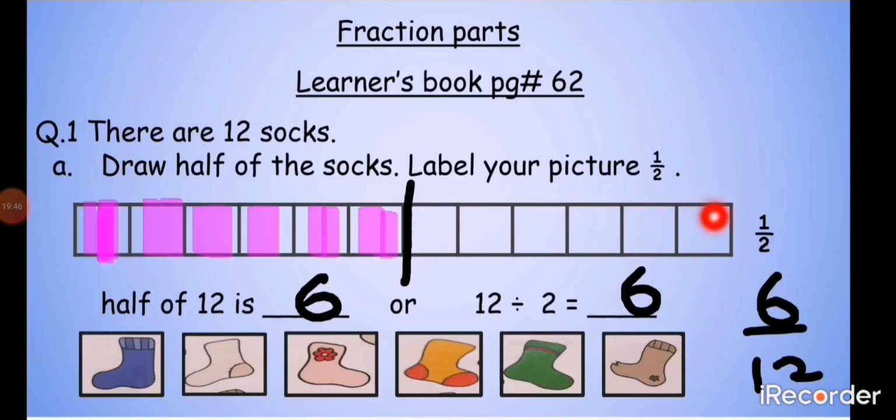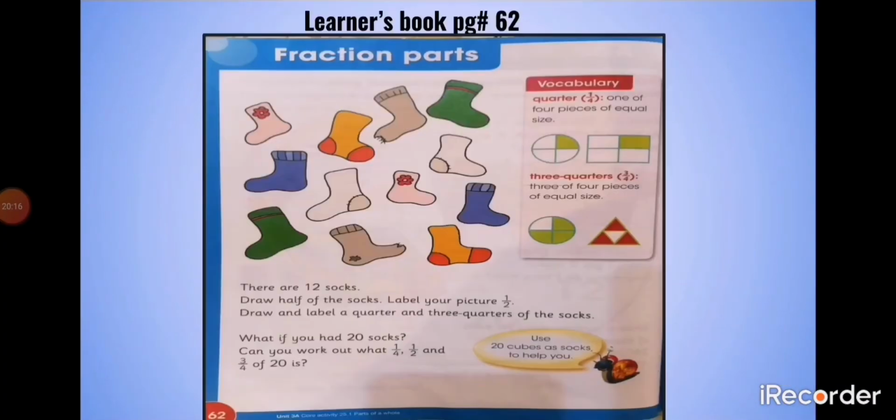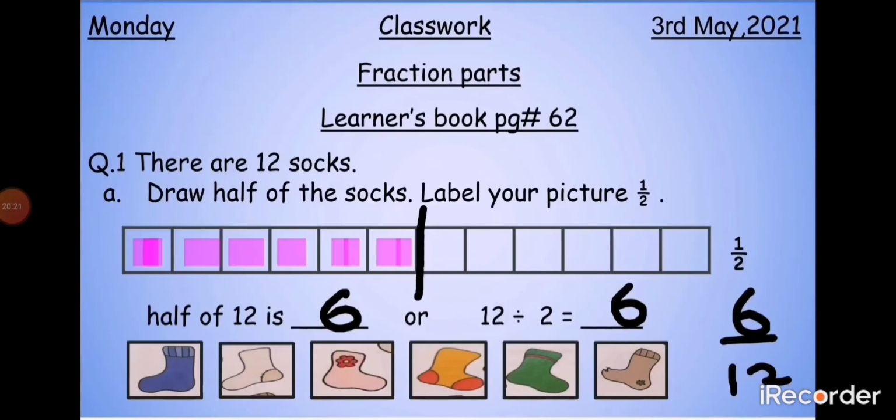Count 1, 2, 3, 4, 5, 6. 1, 2, 3, 4, 5, 6. 6 by 12 is colored and 6 by 12 is not colored. Why are they the same? Because the strip is divided into two equal parts. We have to find out the half. Both halves will be the same. This is 6 by 12, this is 6 by 12. This is 1 out of the 2 parts, this is 1 out of the 2 parts. And after doing that, you will draw 6 socks here and color them the way it was colored in the book. Use these colors and draw 6 socks here very neatly.